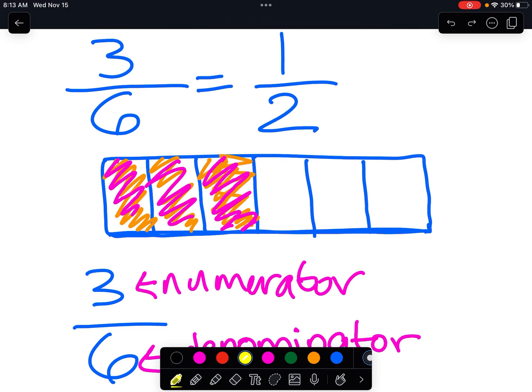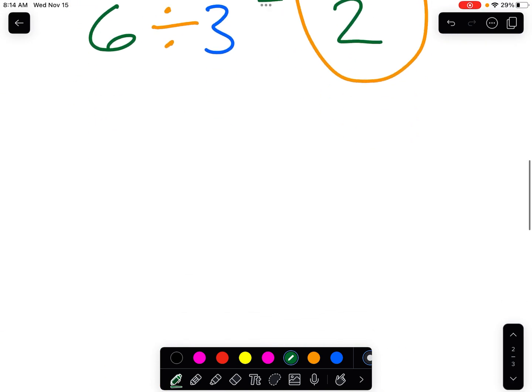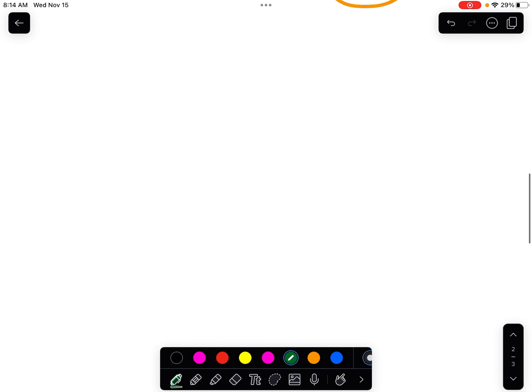3/6 equals 1/2. What do you know? It kind of looks like 1/2 anyway. So here's a way to look at it visually. Let's do one more example. You know I love my examples, guys.